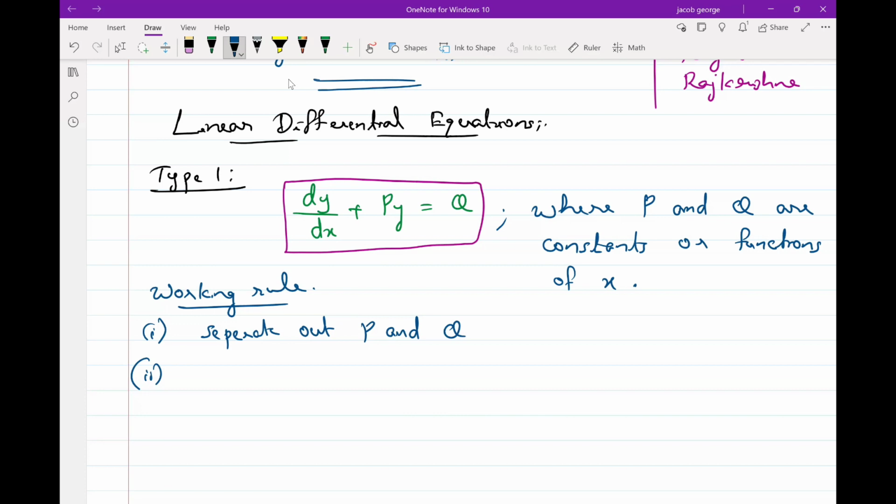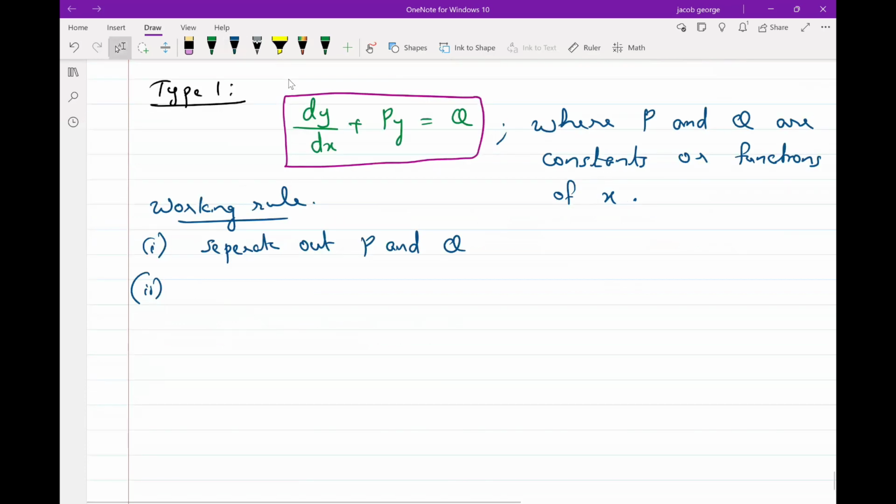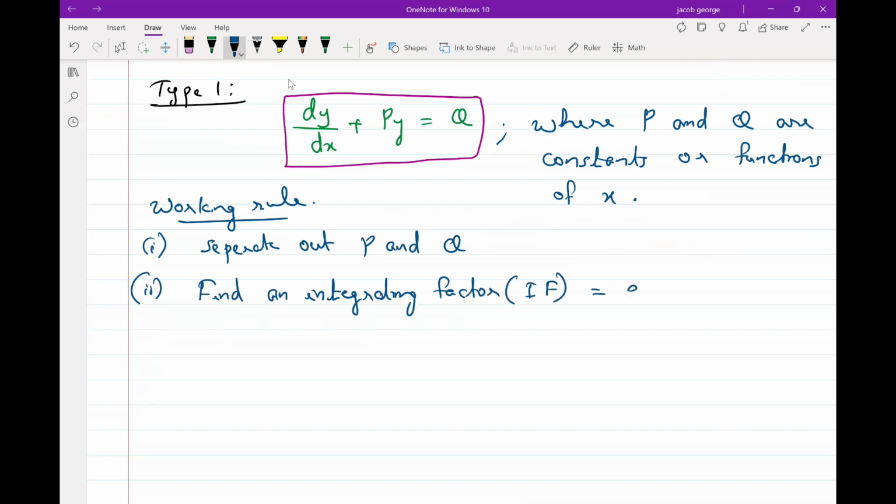So the second step: find an integrating factor, in brackets IF. IF means integrating factor. It is e raised to integral p dx. Very, very important: in the first type, the integrating factor is e raised to integral p dx.